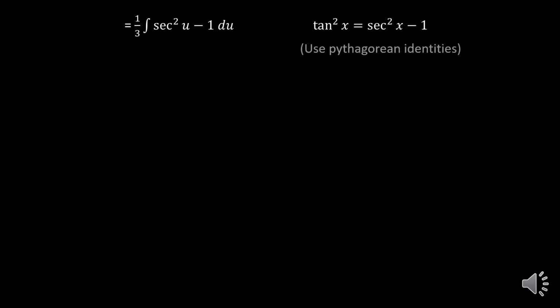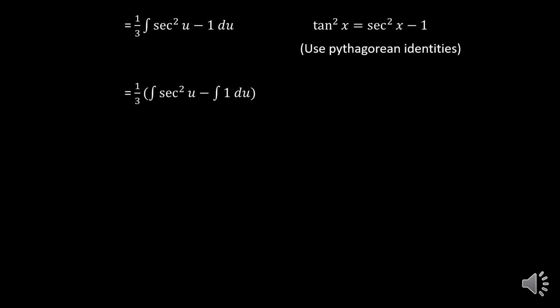So here, for tangent square x, by using the Pythagorean identities, tangent square x is equal to secant square x minus 1. So we replace it and put in our expression. So it becomes 1 over 3 integrate secant square u minus 1 du, by using the Pythagorean identities.